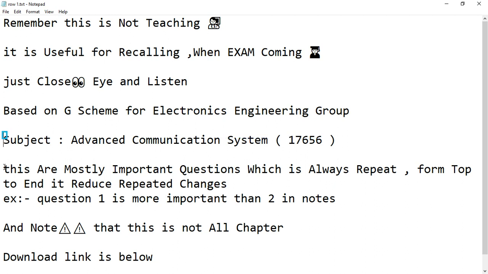17656. These are mostly important questions which always repeat, from top to end, to reduce repeated changes. Question 1 is more important than 2 in the notes. And note the warning sign that this is not all chapters.